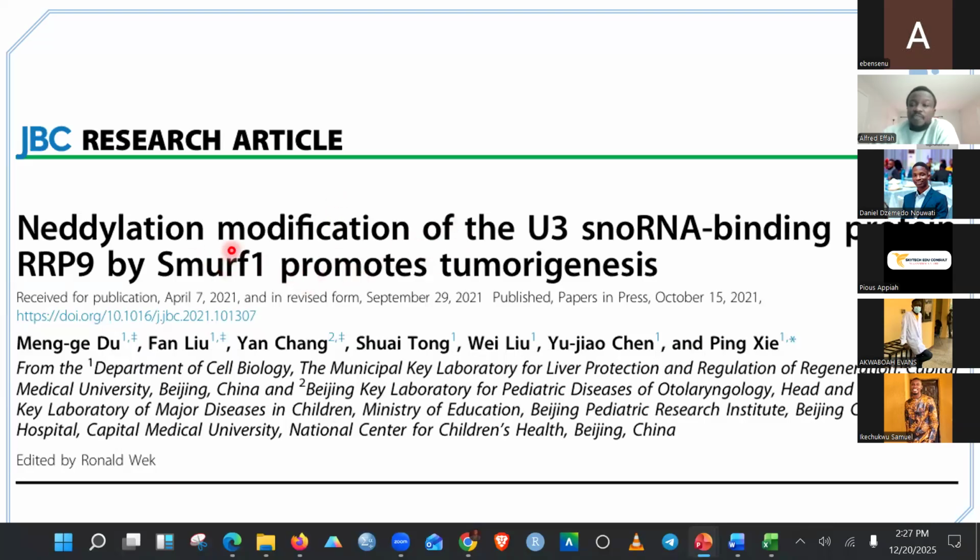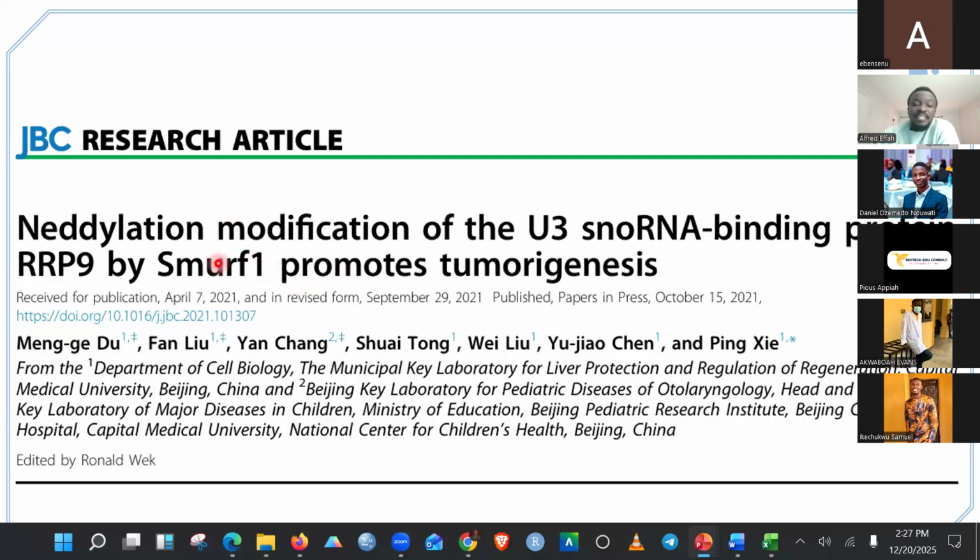So when we are forming ribosomes in ribosome biogenesis, you require RRP9. It's part of the complex that helps to form the small ribosomal unit. Now, SMURF1 is also another protein. It is known to neddylate or ubiquitinate proteins. So when SMURF adds ubiquitin to a particular protein, you are tagging the protein for degradation.